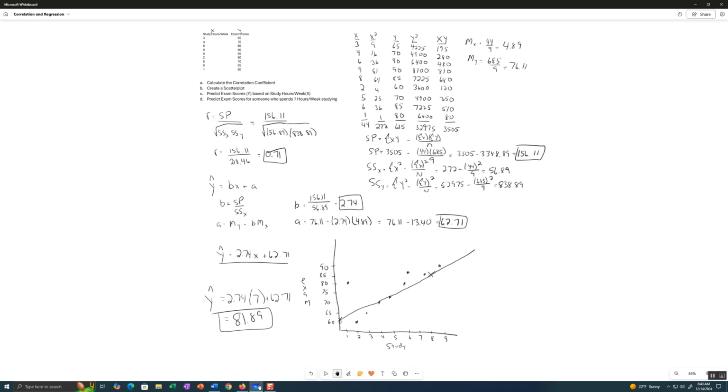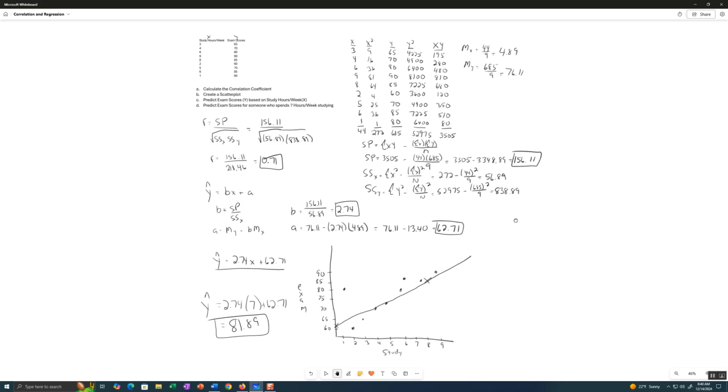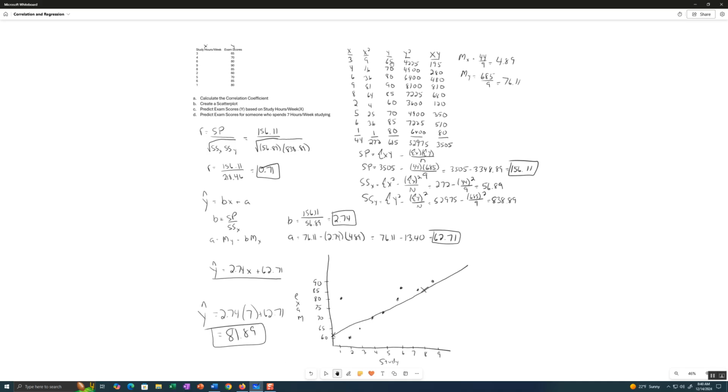And that's it for the correlation and regression problem. So set up the problem with the columns. You want 5 columns just like this. You got to do the squaring for x squared, squaring for y squared, and multiply x times y for the xy column. You get the sums of all those columns.